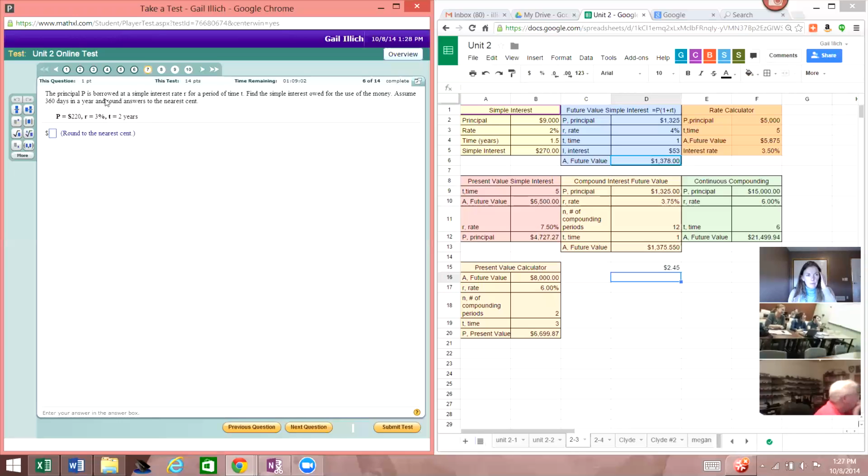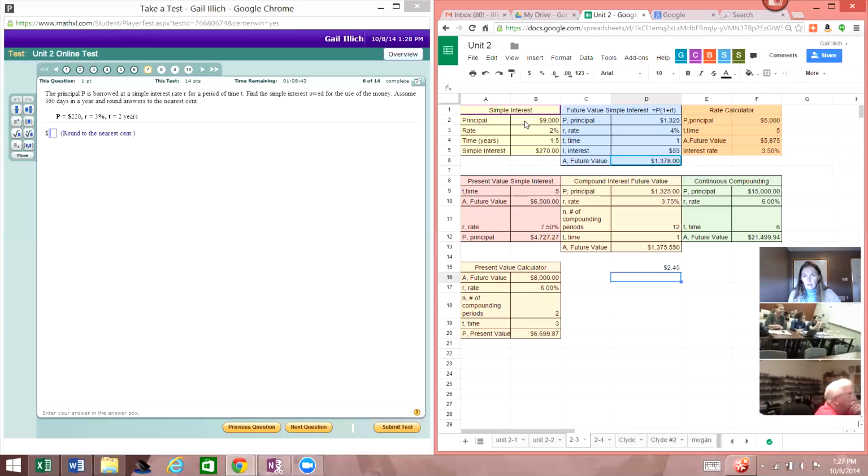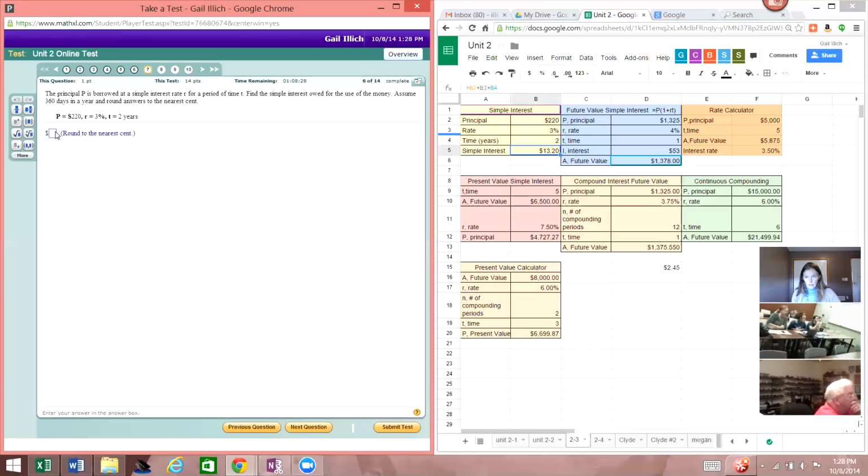The principal P is borrowed at a simple interest rate R for a period of time T. Find the simple interest owed for the use of the money. Assume 360 days a year. Okay, so this is just, what do we want? Simple interest. Oh, we already did one kind of like this. Yeah, simple interest. So that's actually this basic formula right here, this yellow one. So I'm going to put $220 at 3% for 2 years. And all I want is the simple interest, so just $13.20.